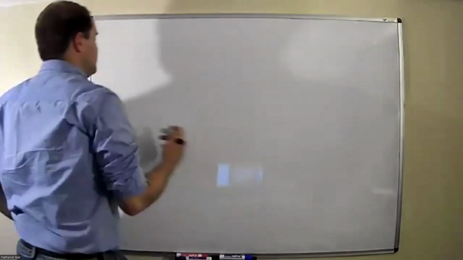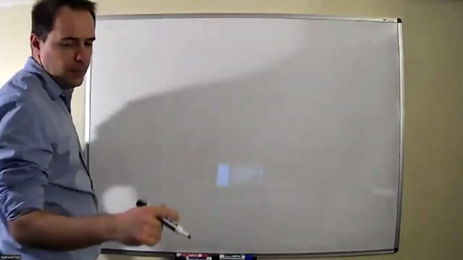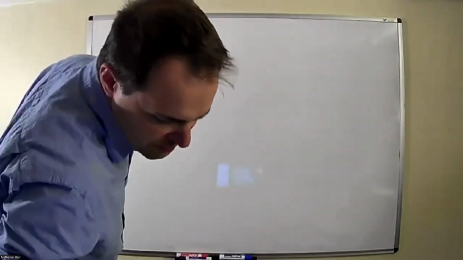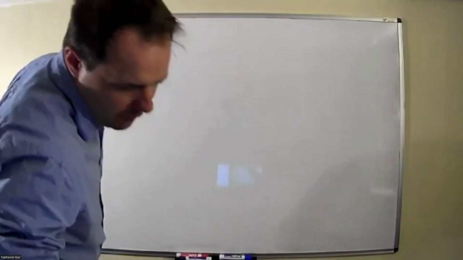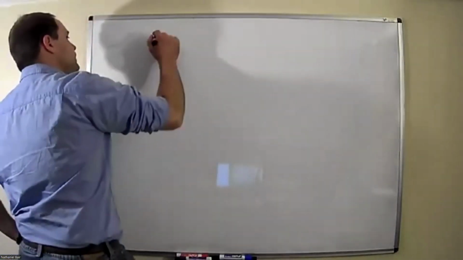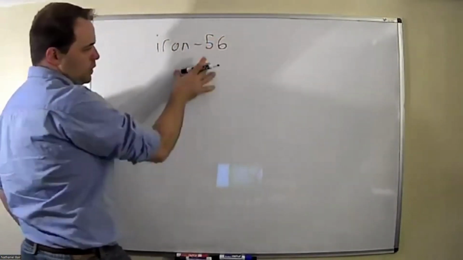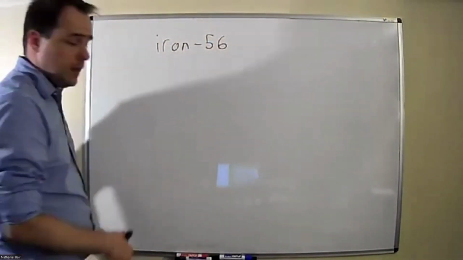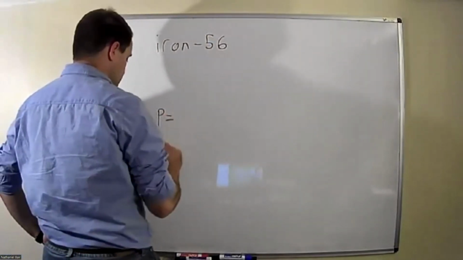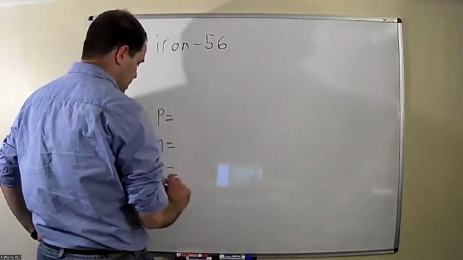All right, let's do, oh man, I don't know. Just pick a good element here. Yeah. Let's do iron-56. I want you to rewrite that in nuclear notation. And I want the protons, the neutrons, and the electrons. Go ahead.